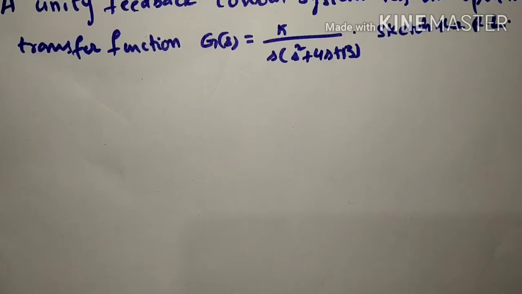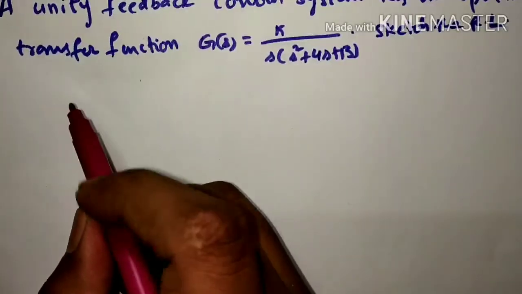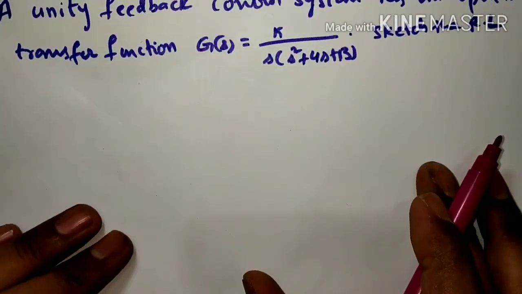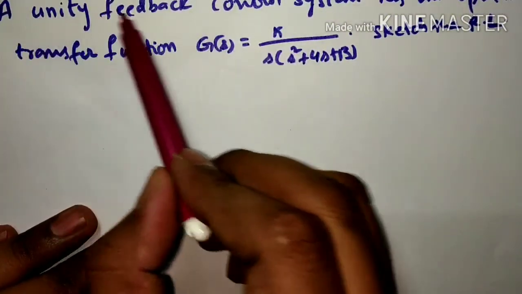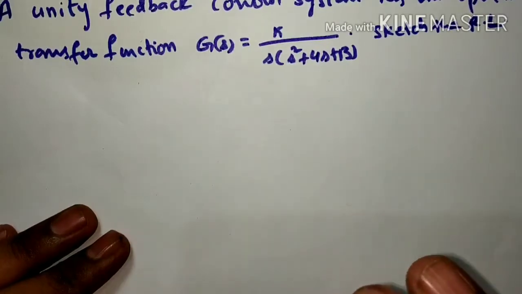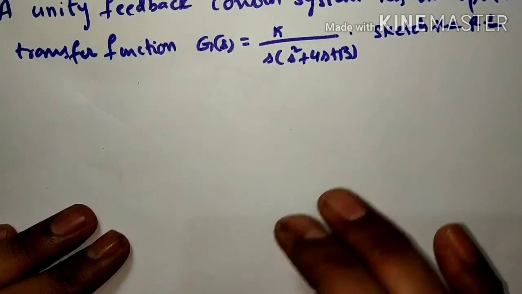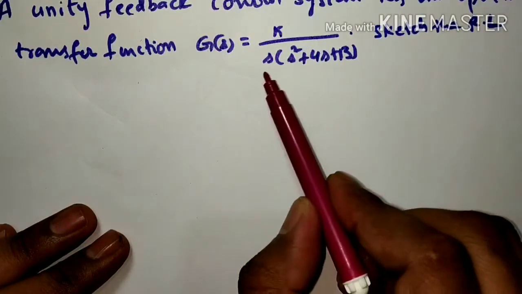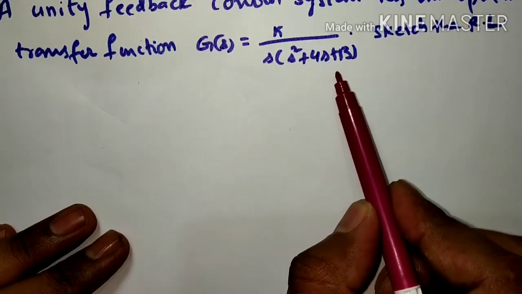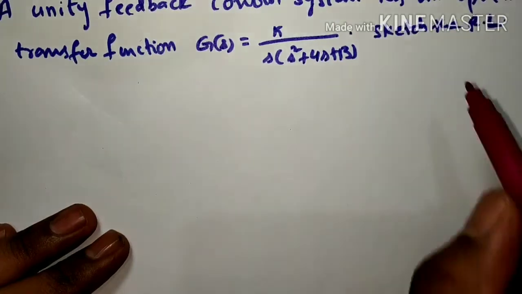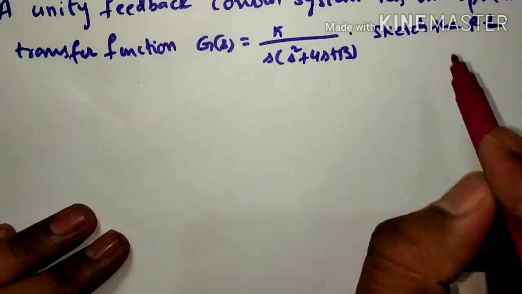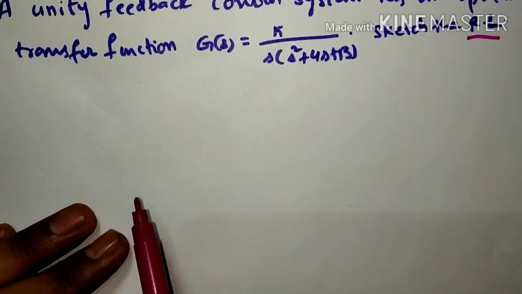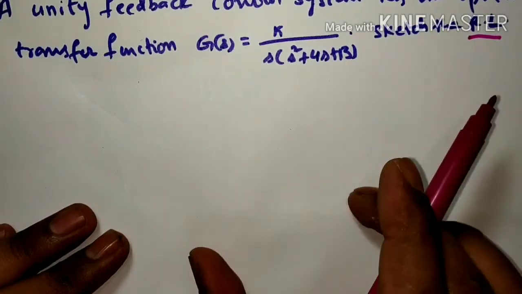Students, today I am going to do a problem on the root locus method. The question is: a unity feedback control system has an open loop transfer function G(s) = K / (s(s² + 4s + 13)). Sketch the root locus. For the given unity feedback control system, you have to sketch the root locus.